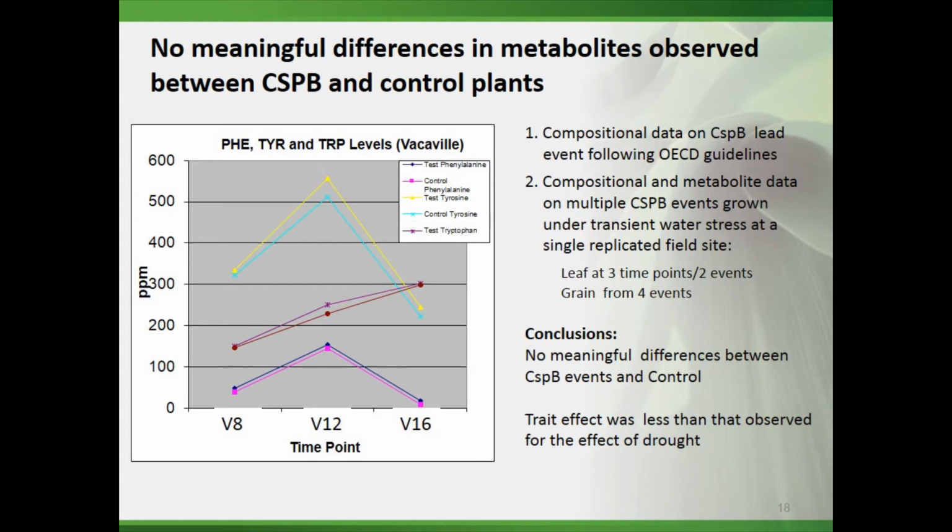We obviously looked at metabolites. The gene, based on our hypothesis, is not a metabolic gene. We wouldn't expect to see any changes. And as expected, we didn't. As I showed you before, the drought stress itself impacts metabolites in a significant way, and developmental stages as well. So you could see here that both transgenic and control plants respond very similarly to developmental stages. They also respond similarly to the drought stress. However, there are no significant or meaningful differences between transgenic and control.